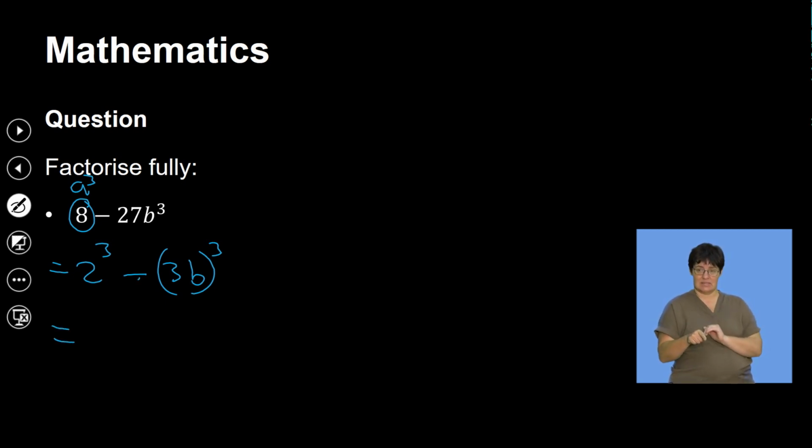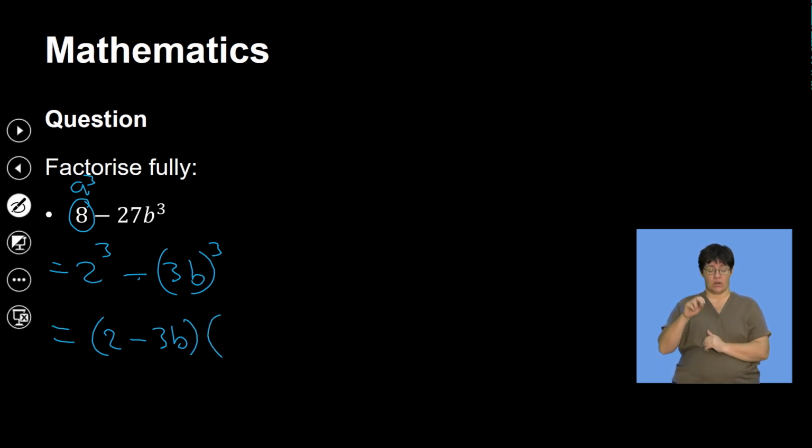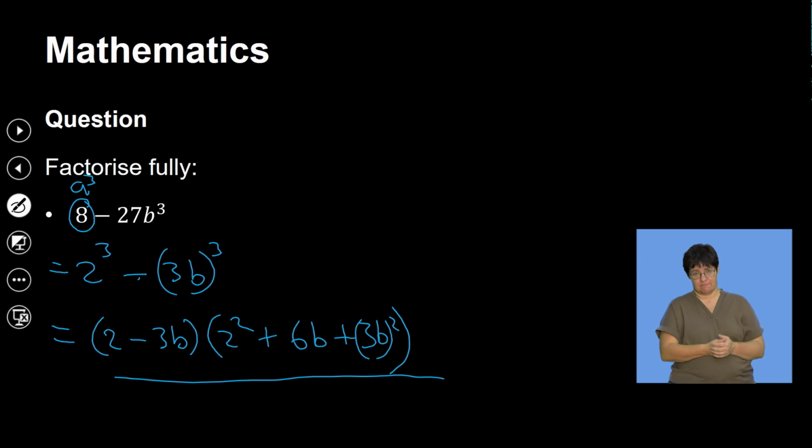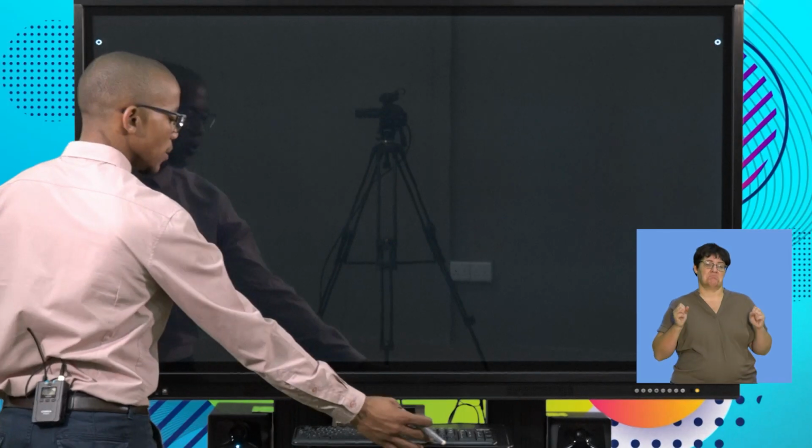If it's a minus there, the binomial will have the same sign. So it will become 2 minus 3b. The trinomial will then be 2 squared, but the middle term will have a plus, which is 2 times that, that's 6b. And then the last one is always a plus, which is 3b squared. All of this must be squared. And then you can simplify it further to get the answer from there. And then you will be okay.